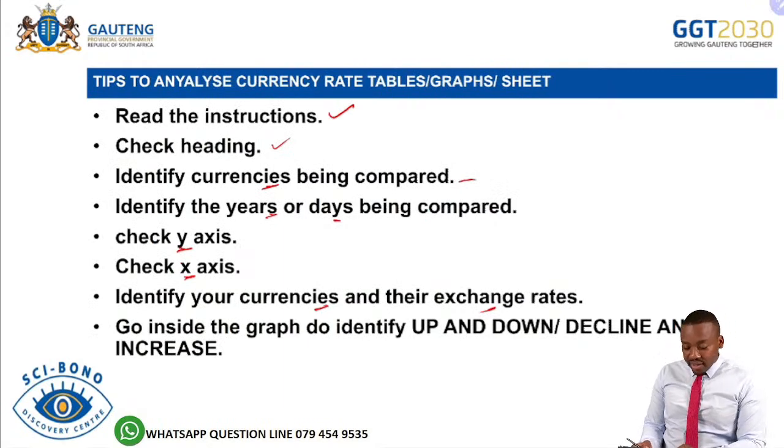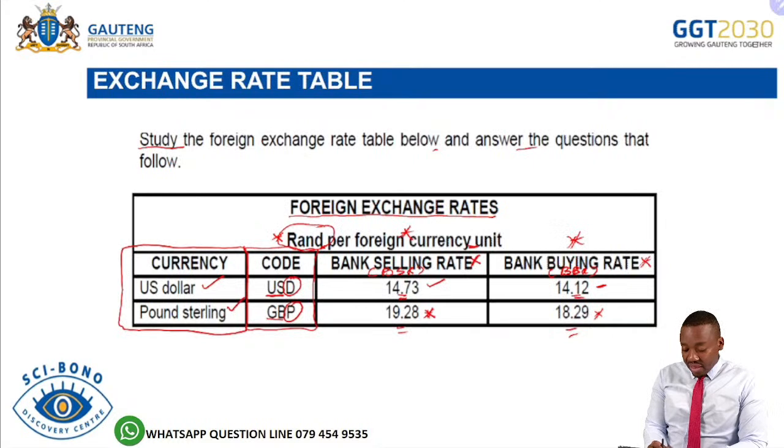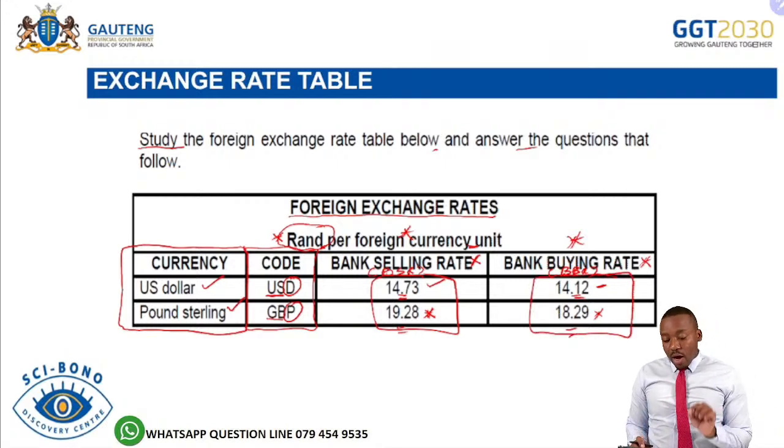So these are the exchange rates that we spoke about. I said go inside the graph, identify your currencies and their exchange rates. We spoke about those exchange rates. There they are. This will be our exchange rates for that day. And then this side will be our exchange rate. And when you go to the bank, remember, you will get this. You need to know when the bank will charge you using BSR, and also when the bank will charge you using what? BBR.